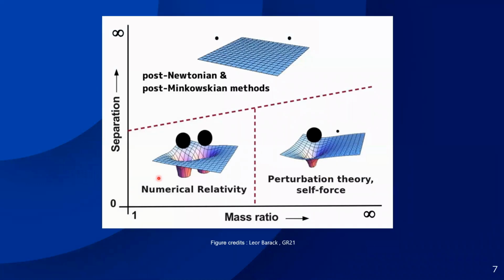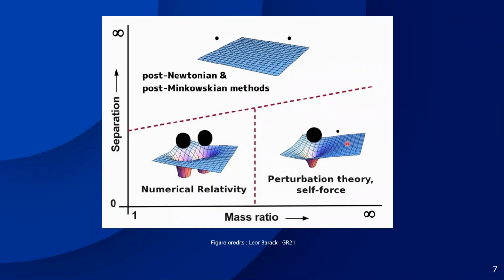Basically, this plot shows which theory will be the best in which region. On the y-axis we have the separation between the two black holes, and on the x-axis we have the mass ratio of the two black holes. You can see that for a ratio up to 3 or 10, numerical relativity works best. And if the black holes are separated, or they are going to merge, or they have started to experience the field of the other black hole, we can use post-Newtonian or expansion methods, or Minkowskian methods as well.